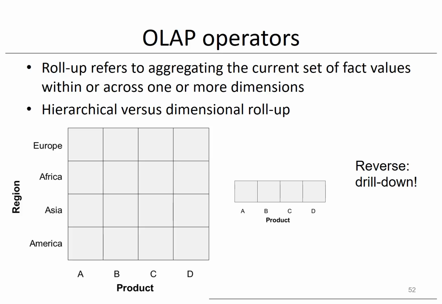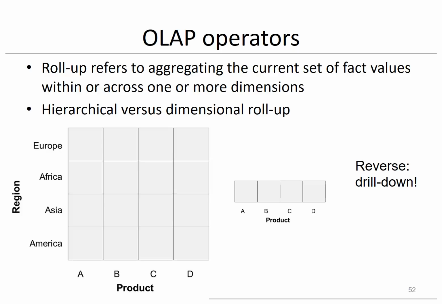Roll-up or drill-up refers to aggregating the current set of fact values within or across one or more dimensions. A distinction can be made between a hierarchical and a dimensional roll-up. The former aggregates within a particular dimension by climbing up the attribute hierarchy, for example going from day to week to month to quarter to year, whereas the latter aggregates across an entire dimension and then drops it. The figure shows the result of a dimensional roll-up of the time dimension, which can then be further rolled up across region as well, as illustrated.